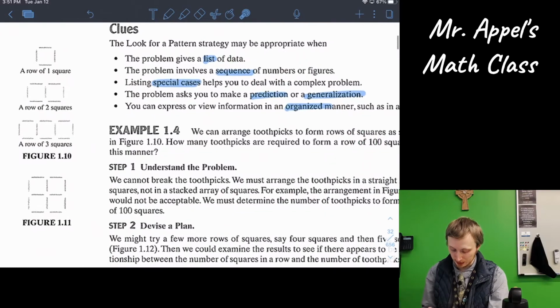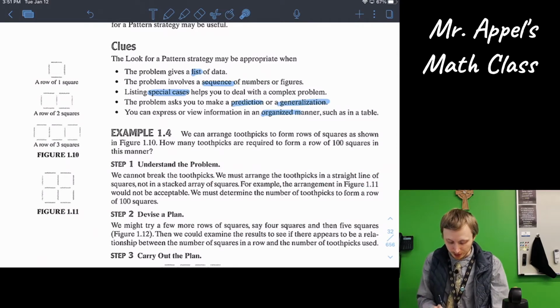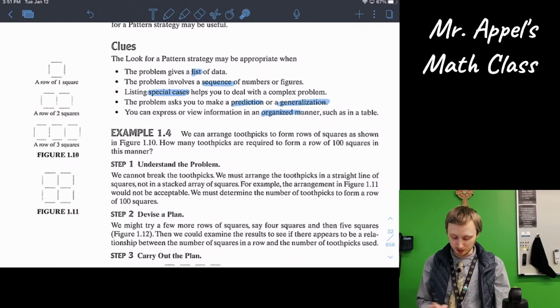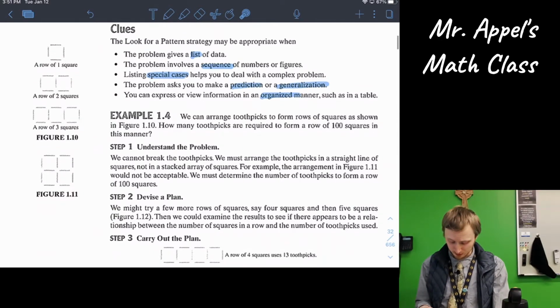Okay, let's see. Just to get some conceptual understanding here. Notice we cannot break the toothpicks. That's not allowed. We must arrange the toothpicks in a straight line of squares, not a stacked array like this. For example, the arrangement in 111 would not be acceptable. We must determine the number of toothpicks to form a row of 100 squares. Well, I mean, you could keep extending this out and draw it all the way out and then count that up. That's possible, but it seems like that would take an awfully long time. What's a better idea?